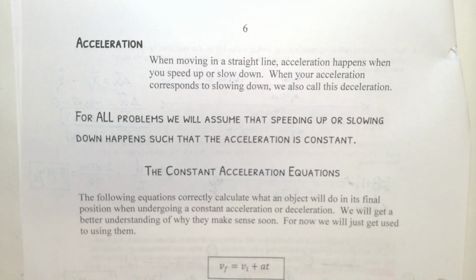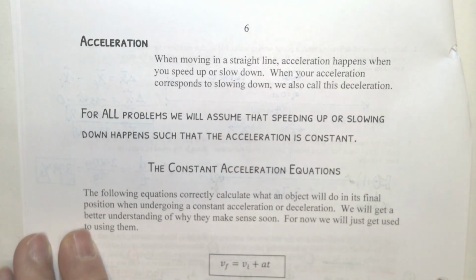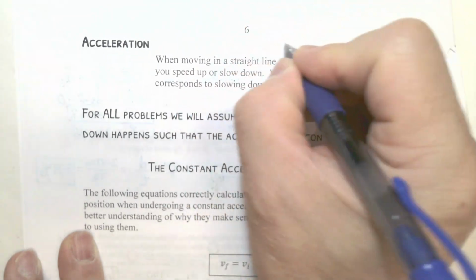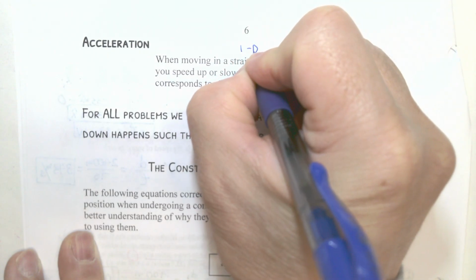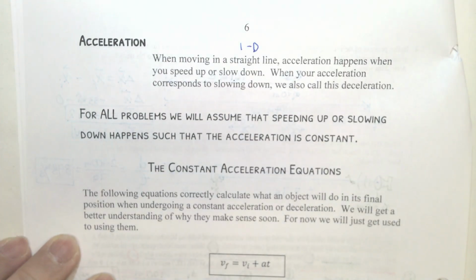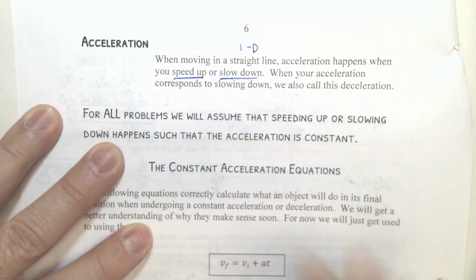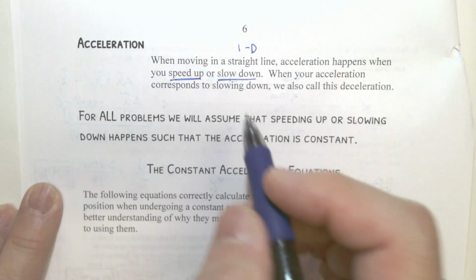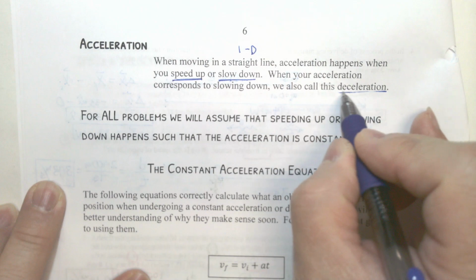Acceleration, when moving in a straight line, means this is one dimension. We're only going to be going along the x-axis only, or y-axis only. So, one dimension. Acceleration happens when you speed up or slow down. When your acceleration corresponds to slowing down, we call this deceleration.